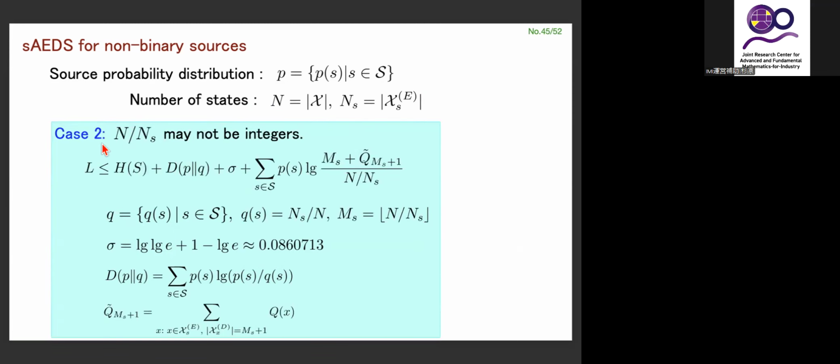The next case is a case such that N over N_S may not be an integer. In this case, average code length can be bounded by this formula. The last term is less than 1. Compared with the previous case, this term is added. However, in this case, we can use any integer N and N_S for each S. Therefore, this second term can be considerably decreased compared with the previous case.